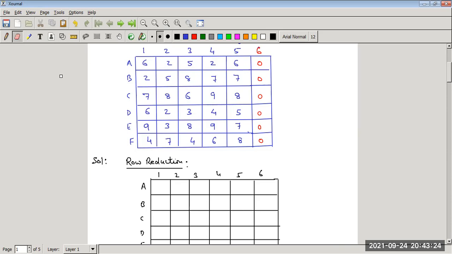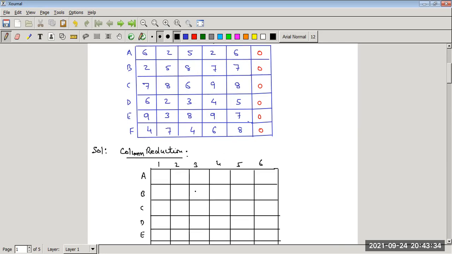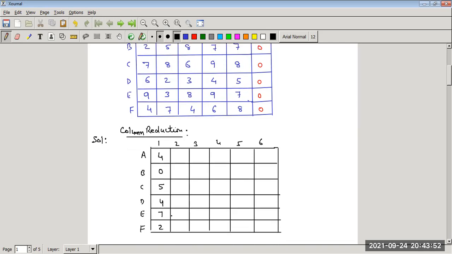So directly we go for column reduction, right? Because the rows remain the same. In the first column, we observe 2 is the minimum element. So we subtract 2 from each element of the first column. 6 minus 2 is 4. 2 minus 2 is 0. 7 minus 2 is 5. 6 minus 2 is 4. 9 minus 2 is 7. And 4 minus 2 is 2.